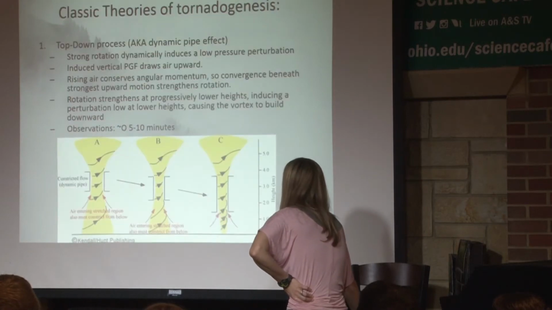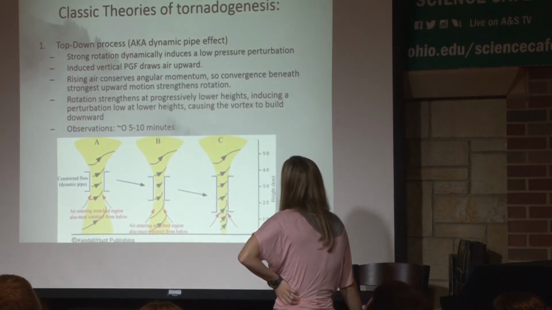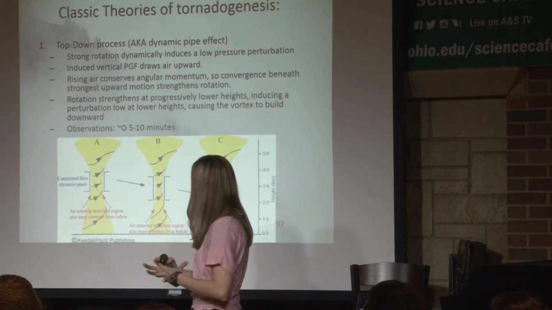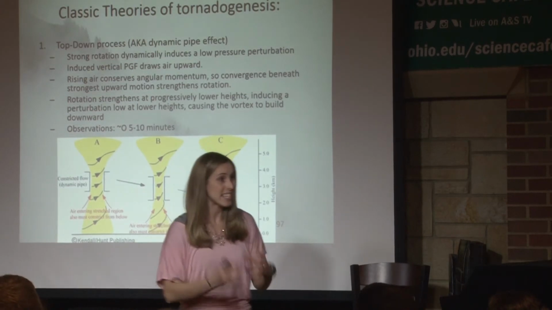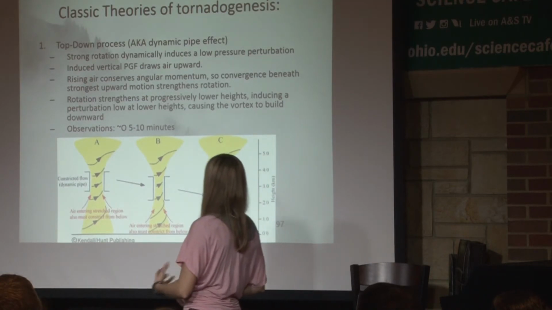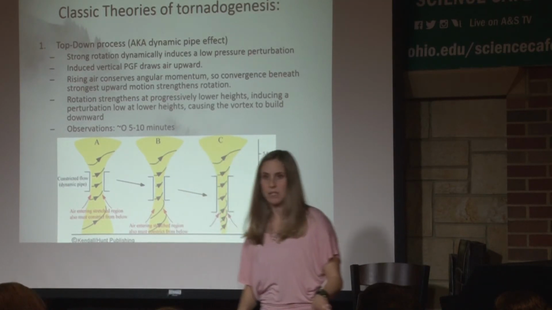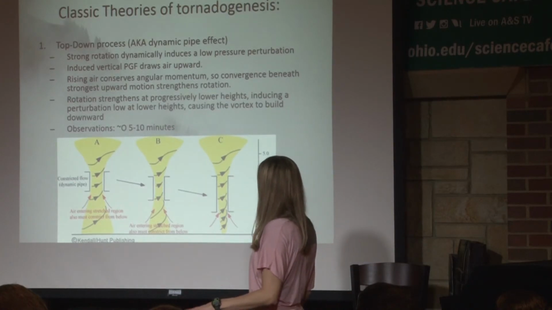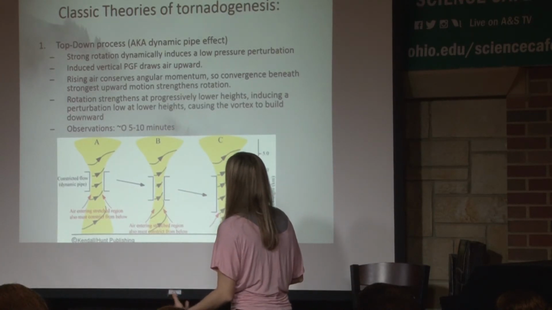All right, so we have this theory, and let's talk more specifically about the tornado. How do we get this tornado itself to form? What happens with this rotation with both time and height to get these tornadoes to form? Well, there are two classic theories that exist. One is called the top-down process, also referred to as the dynamic pipe effect.